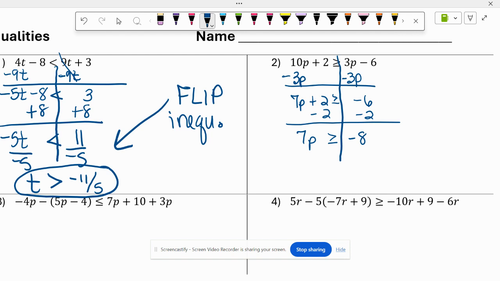All right, Bailey, what do you want to do next? We're trying to get p all by itself. What do you want to do next? Divide by 7.